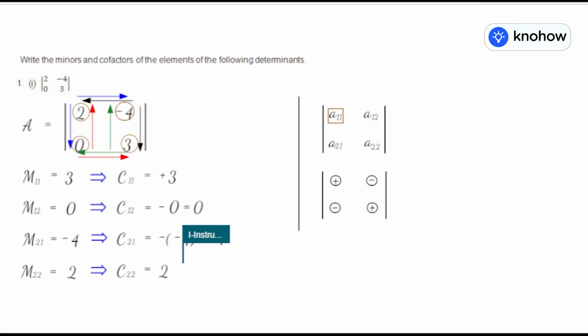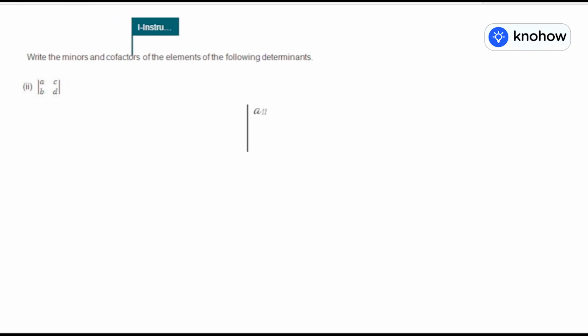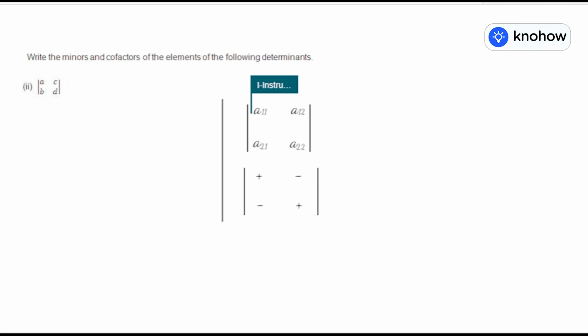Now similarly for the second sum it will be very easy. What are the general notations? The general notations here are A11, A12, A21, A22. First of all you write this as well as write the sign convention, plus, minus, minus, plus. And now it is easy to work out the minor and cofactor. The minor of A, that is M11, you delete the row and column through A, you get D. And what will be the corresponding cofactor? C11, with the same sign, plus means the same sign, will remain D.